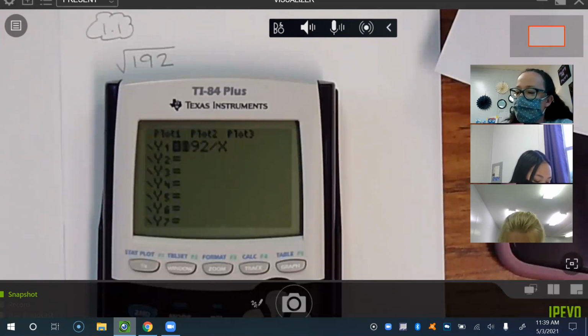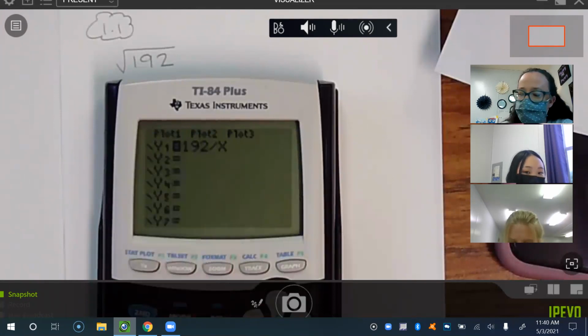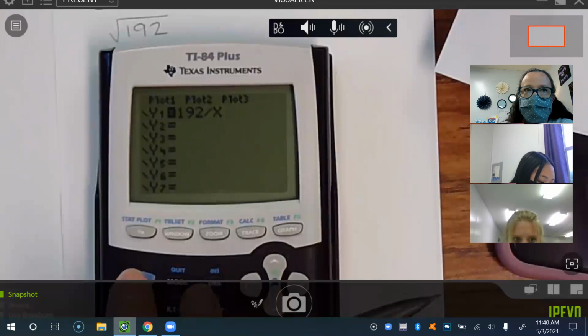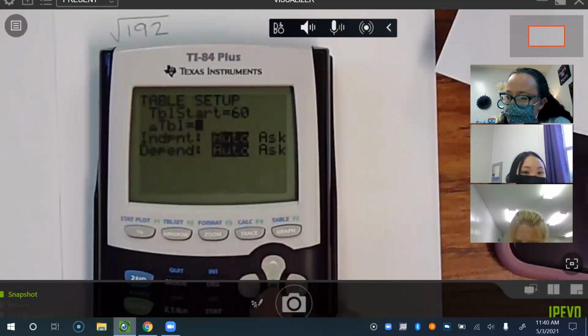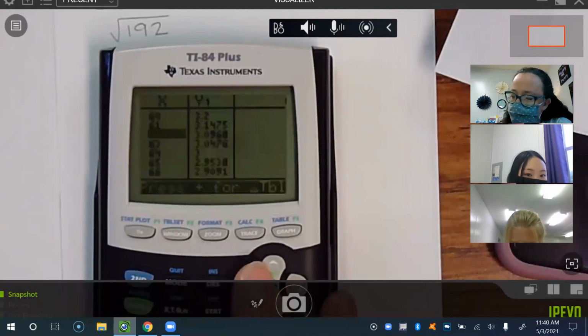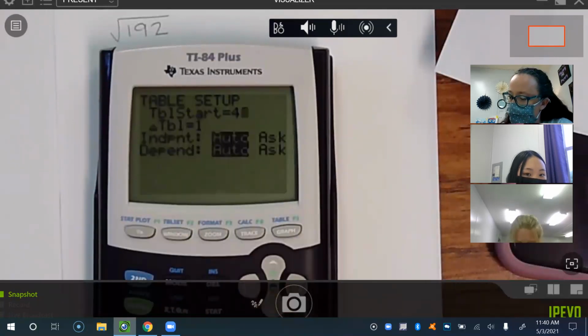Beautiful. So I type that into y1, and then what I do after that is I hit the second key, the blue second key, and hit graph. And that takes me to the table. So my table's out of whack, so I'm going to change my table start. Oh, it's starting at 60. I'm going to start it at one.